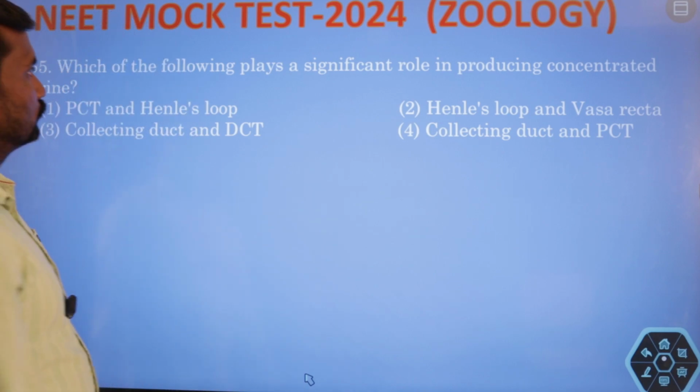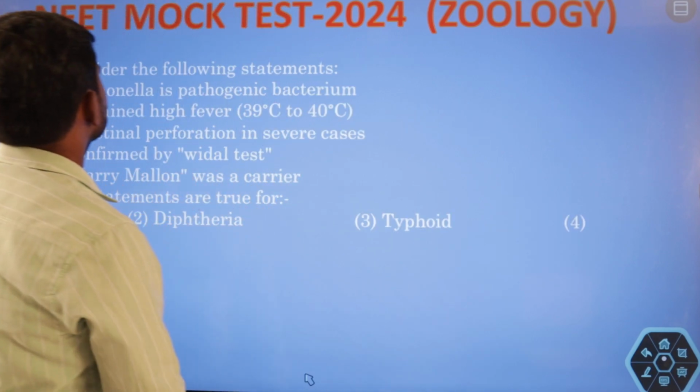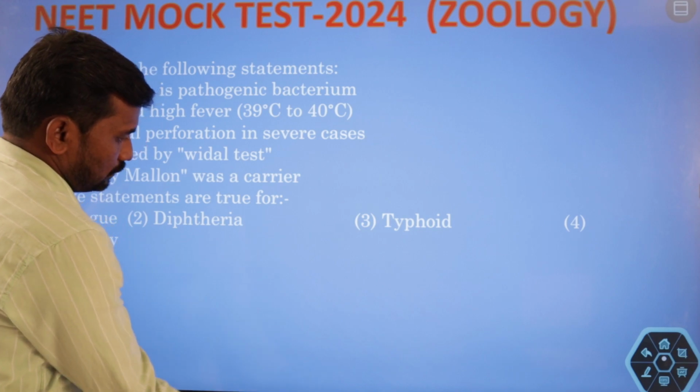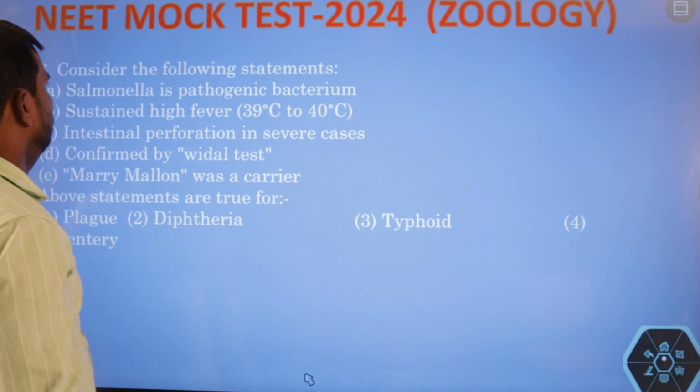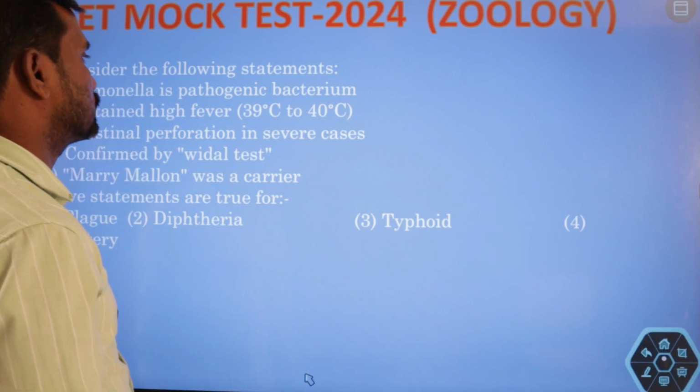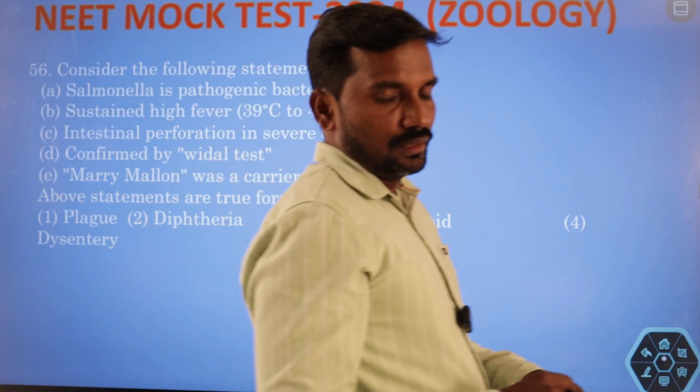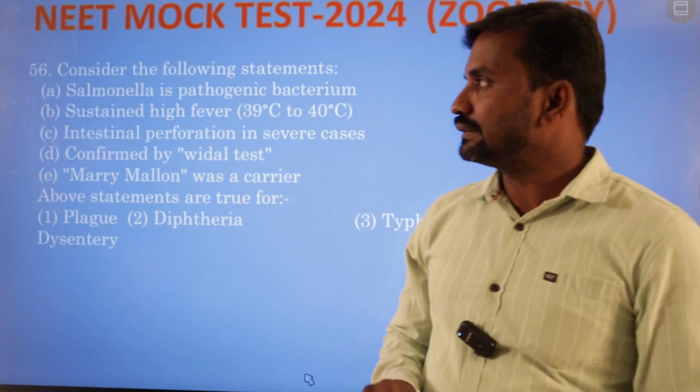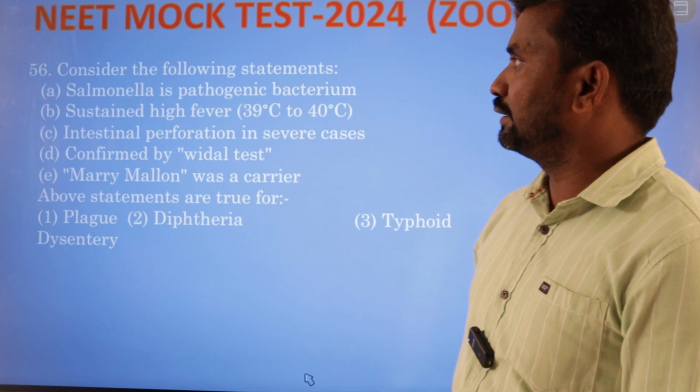Question number 56. These are important questions from the 12th standard. Consider the following statements, which give the explanation and characteristics of a disease.